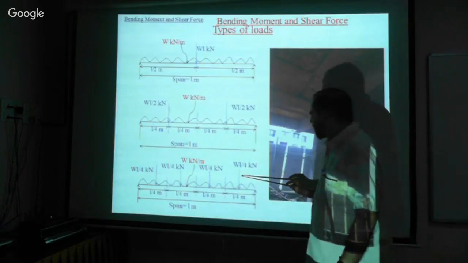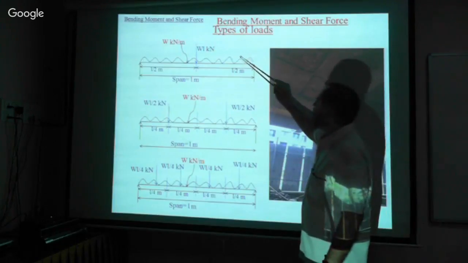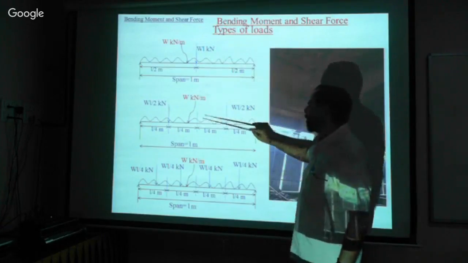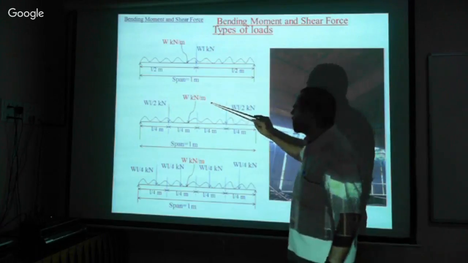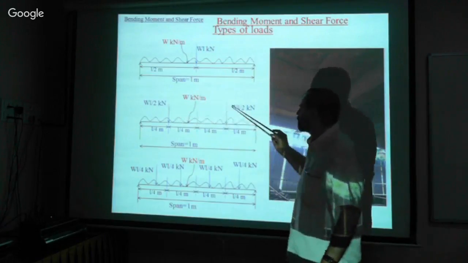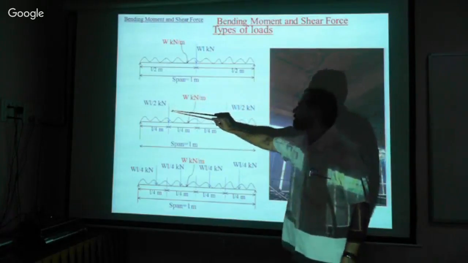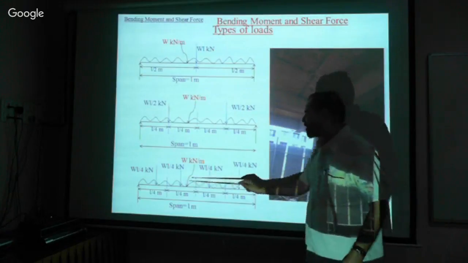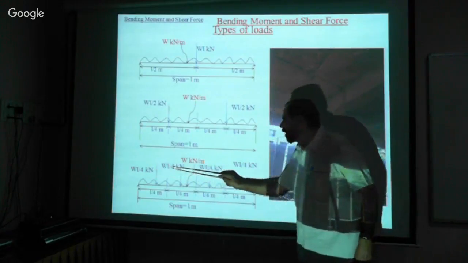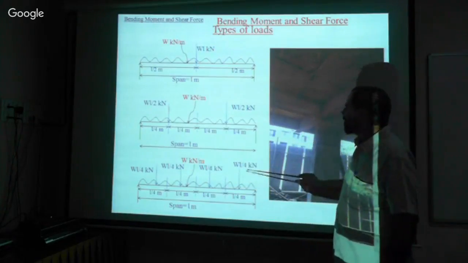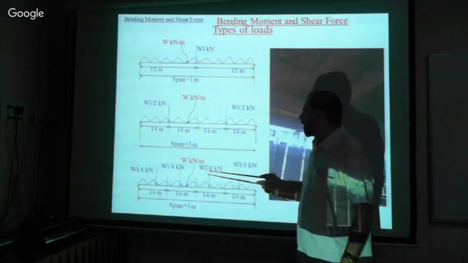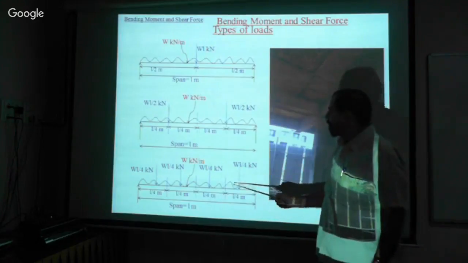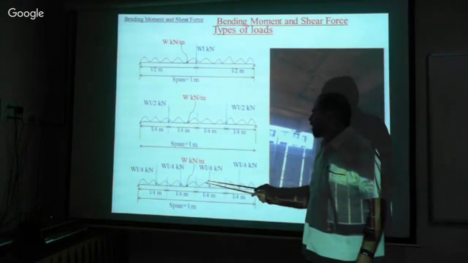Now, in this case, the same beam, same UDL, I have converted into only 1 point load, WL kilonewton. Here, the same beam is converted into 2 point loads, one is WL by 2 kilonewton, the other one is WL by 2 kilonewton. Whereas here, I have done 4 point loads, each WL by 4. The sum of these is equal to the total load, WL kilonewton. That is how we should know how to convert the UDL into point loads.